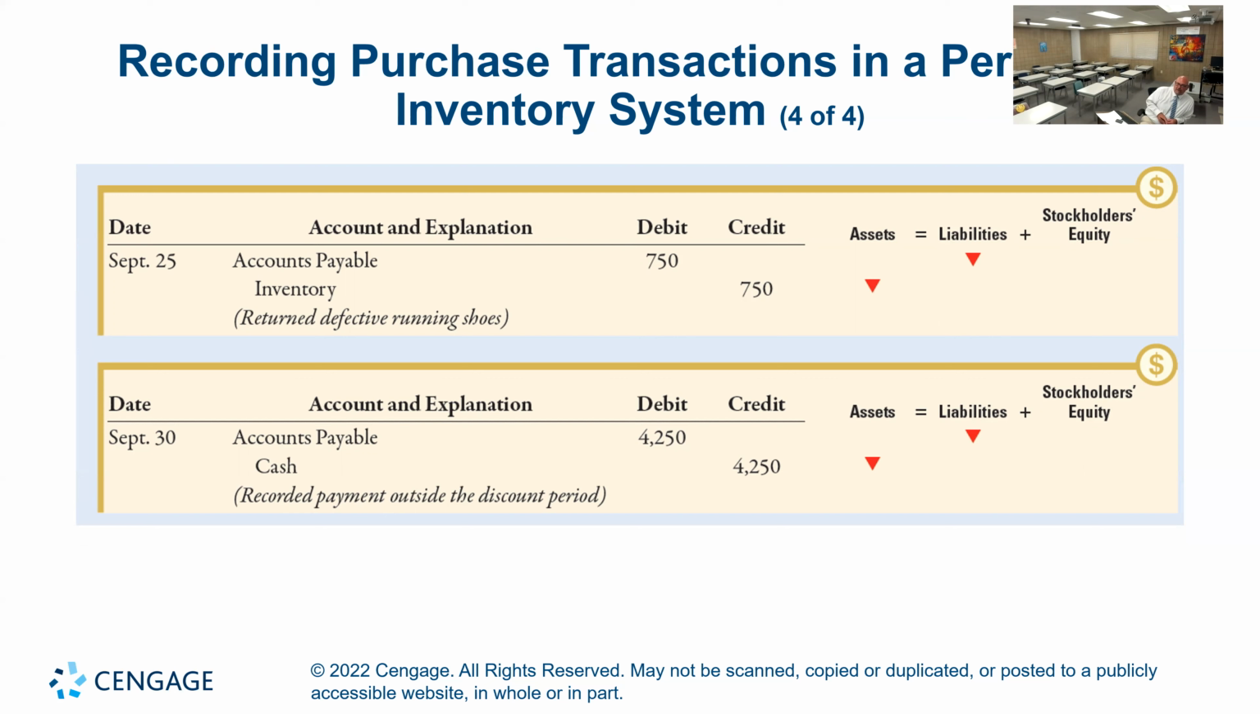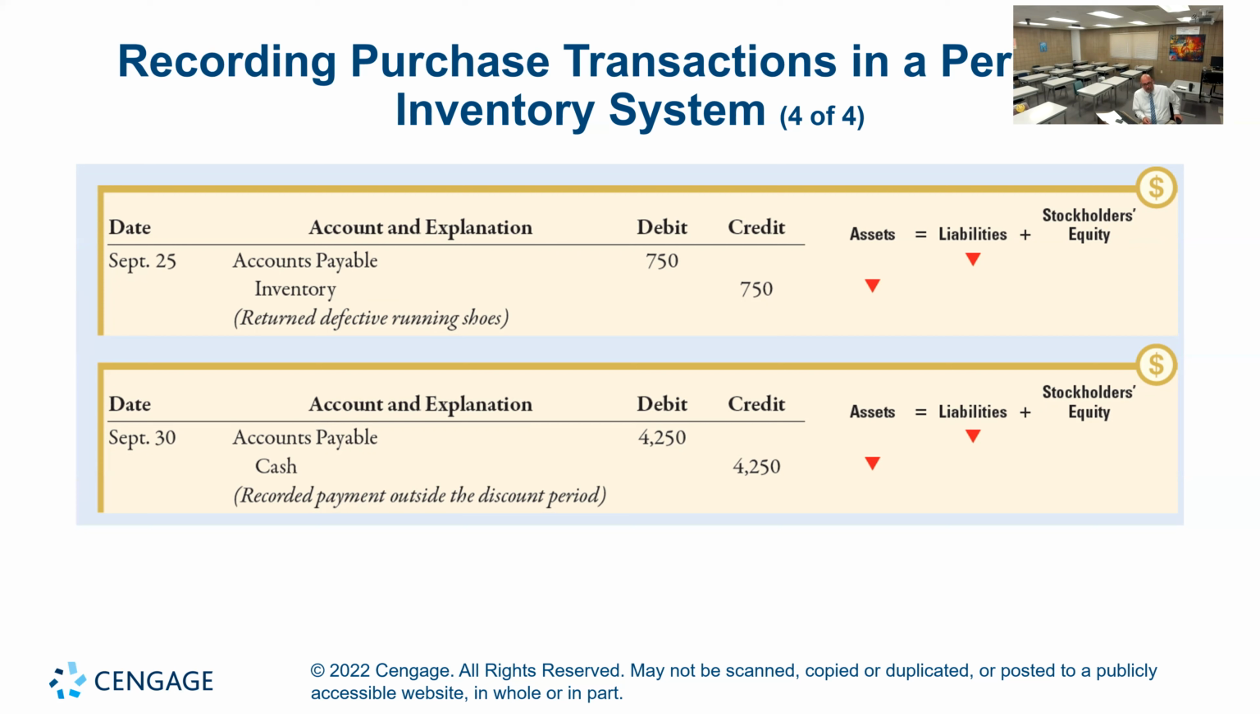On the 25th, we return some goods. Okay, we still owe for them. Okay, it is still in that accounts payable. So we're going to debit that accounts payable, that liability, to make it go down. Okay, and because we're not going to pay it because we are sending it back, since we are sending it back, okay, it is no longer going to be part of our inventory. So we credit our inventory to make it smaller, making that asset go down.